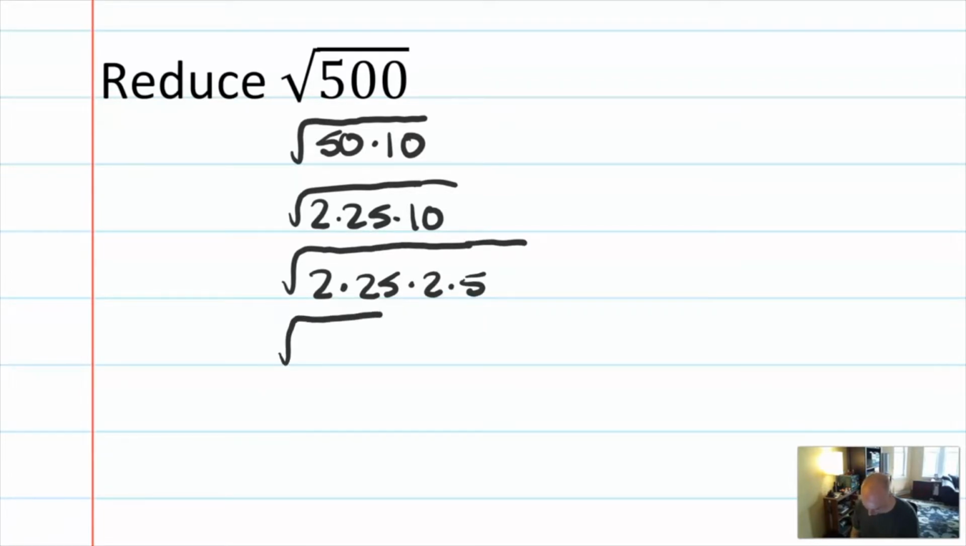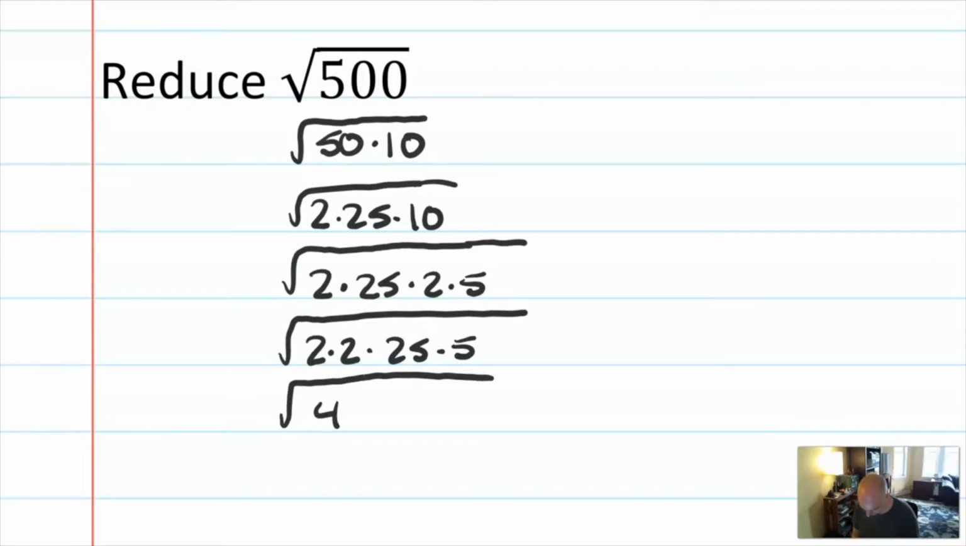That could be turned into the square root, so you can use the product property multiple times underneath the root, of 2 times 2 times 25 times 5. Why would I do that? Well, because 2 times 2 is 4. And then you could split the root back up.